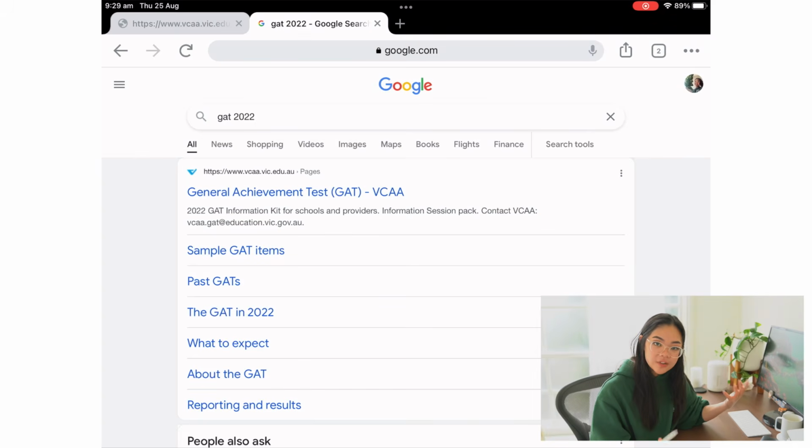Sweet, so now that we're done with the structure, let's dive into what the MCQ questions look like. We're going to go through a couple together so that you know how to think about it and get to the right answer, hopefully, and then we're going to cover what the writing tasks look like too. So if you wanted to find your own resource for the GAT, you can just type in GAT 2022 and go find it on Google.